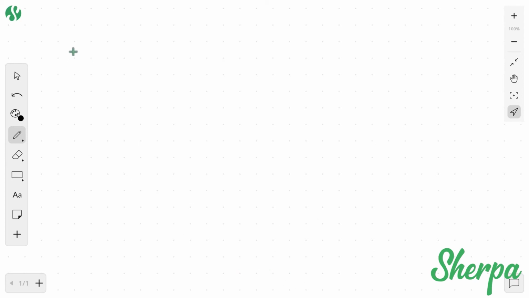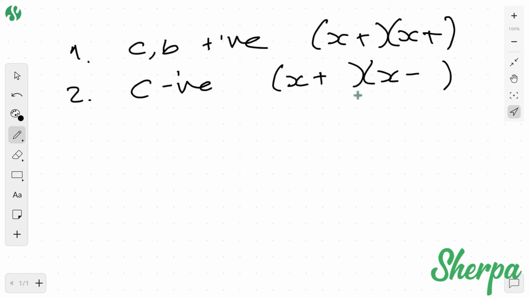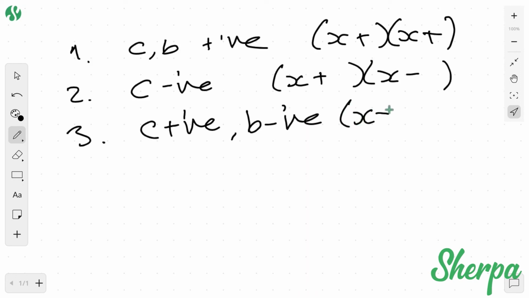So to recap, in scenario 1, c and b are both positive. Then we're looking at x plus and x plus. In scenario 2, c is negative. If c is negative, then we know we have an x plus and an x minus. And finally, if c is positive, but b is negative, then we know we have an x minus and an x minus.